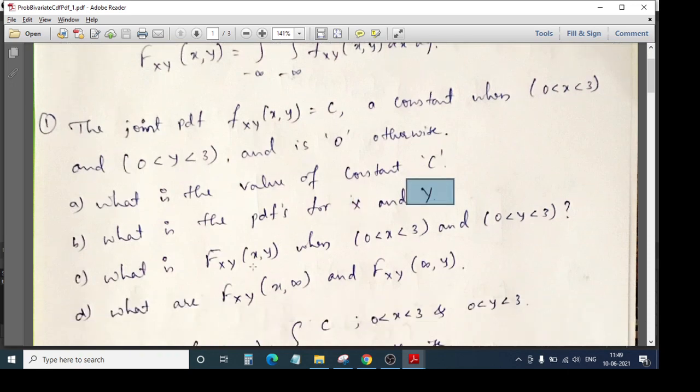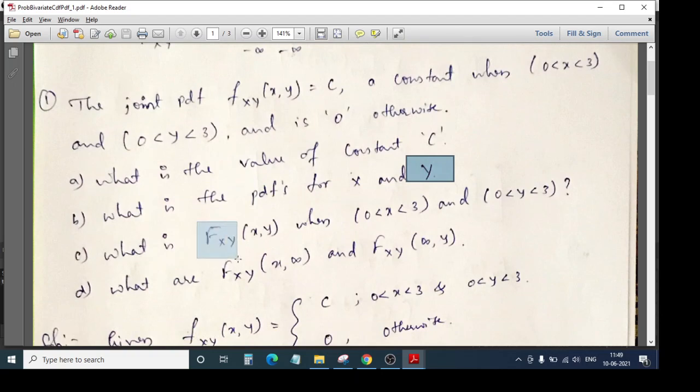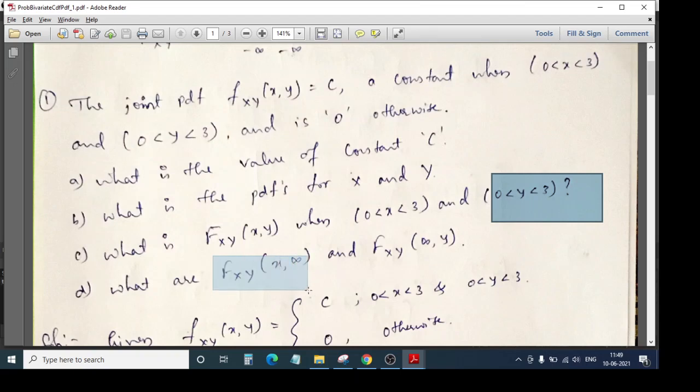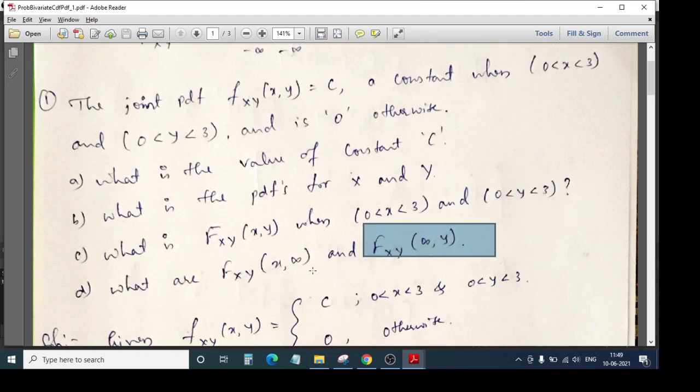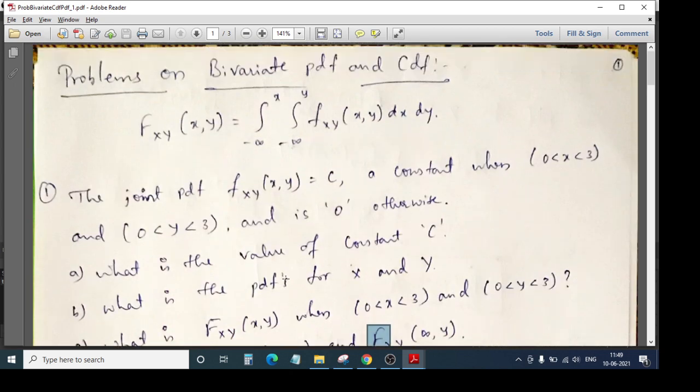Okay, and the third thing is he has asked us to find the capital F_XY, which is nothing but the CDF when x is between 0 to 3 and y is between 0 to 3. Finally, the last question he has asked is F_XY(x, infinity) and F_XY(infinity, y). So these are nothing but your marginal things. So we will be finding your marginal CDFs. Okay, so let us go ahead and try to solve this problem.